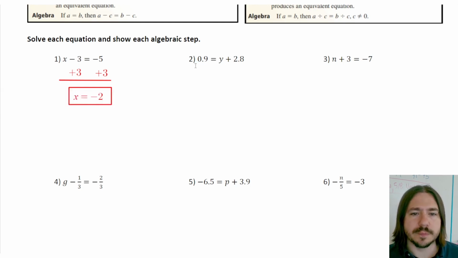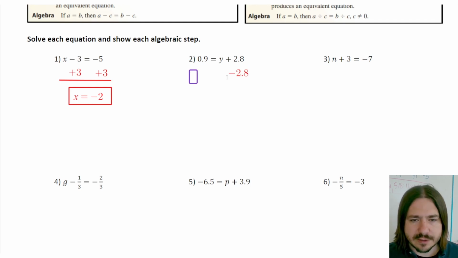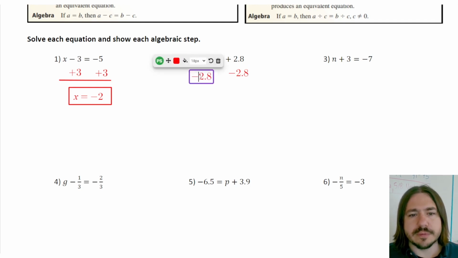So let's look at number 2. Notice here the y is on the right side. I kind of like having the variable on the left side. So I might rewrite this, but I can also wait till the very end to do that too. Either way, I'm trying to isolate the variable. I'm trying to get the variable by itself on one side of the equation. So right now it's on the right-hand side, and we've got this plus 2.8. So what we want to do is subtract 2.8 from both sides to get our solution.